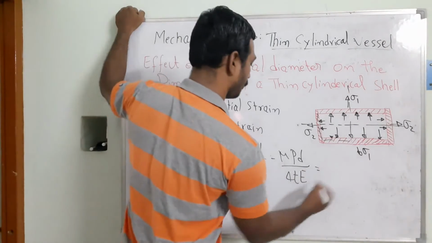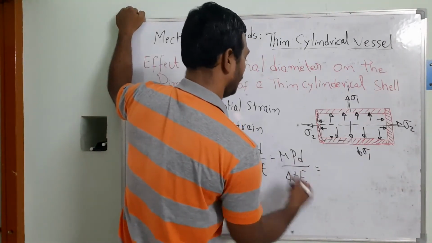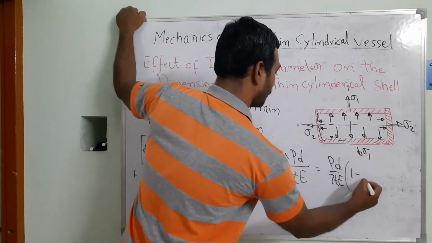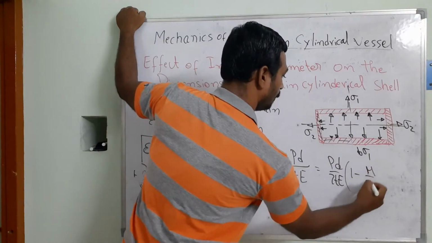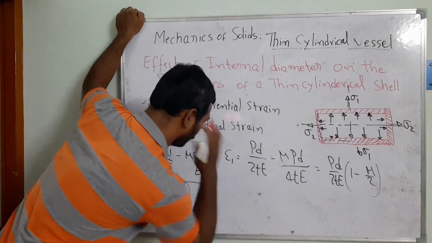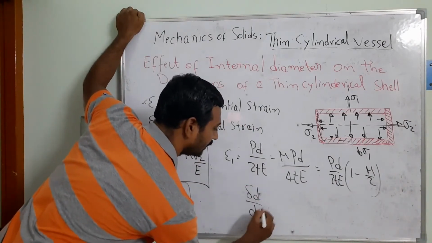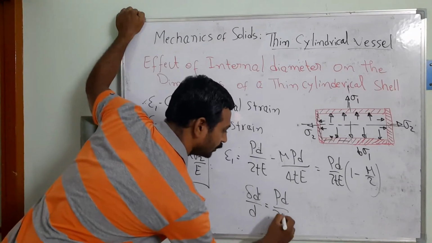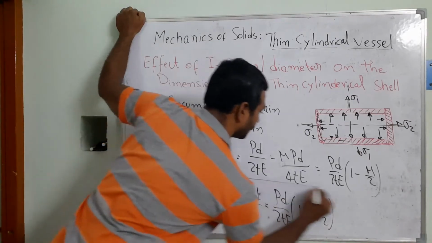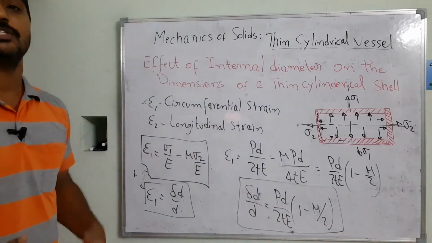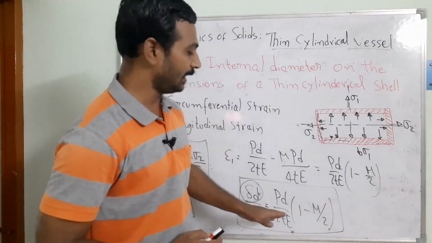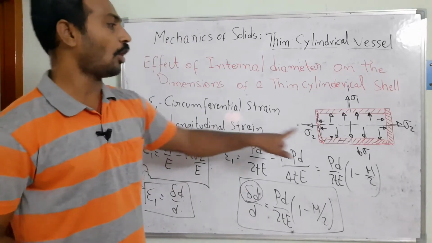Common terminology: if I take out Pd by 2Te, then I write 1 minus mu by 2, and I equate here. So that is equal to del D by D is equal to Pd by 2Te into 1 minus mu by 2. So from this equation we can calculate the change in dimensions of the component, that is del D, easily we can calculate it. Similarly, the same process we apply for the longitudinal strain also.